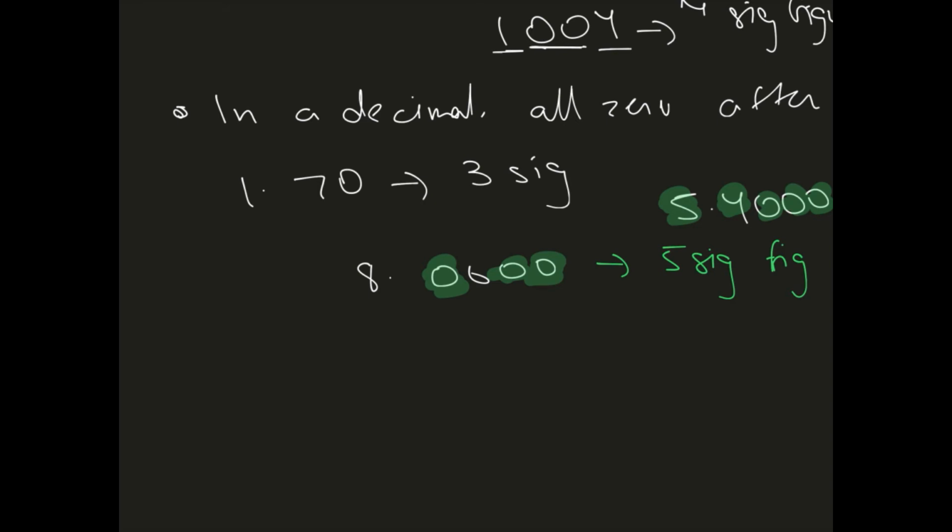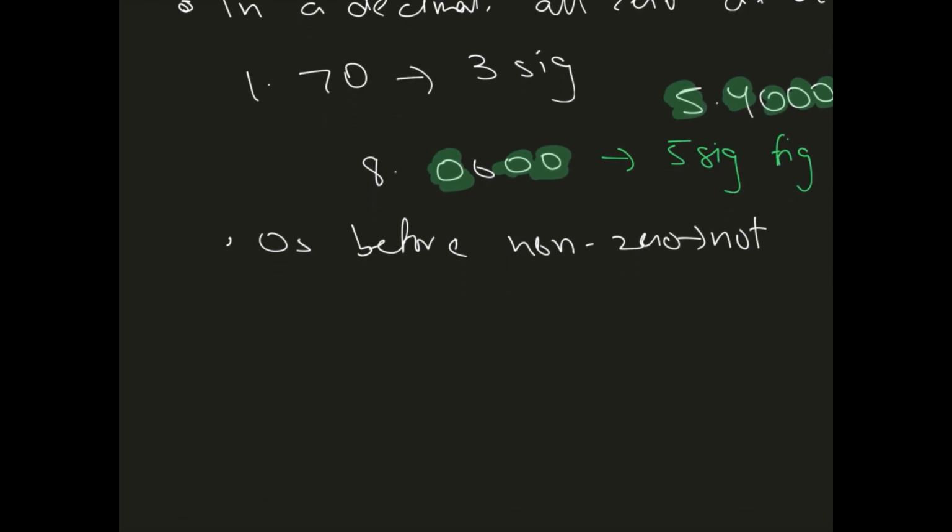Now our next rule is that all zeros before a non-zero digit are not significant. Zeros before non-zero digits are not significant, right? What I mean by that is, if you have a number 007, this just means 7, right? The zeros don't hold any value. So this is only one significant figure. These both are only one significant figure.